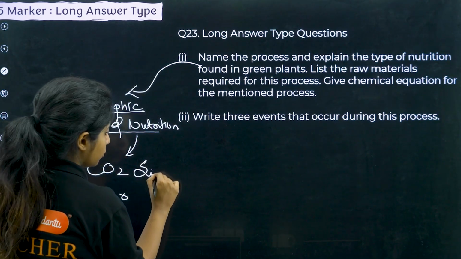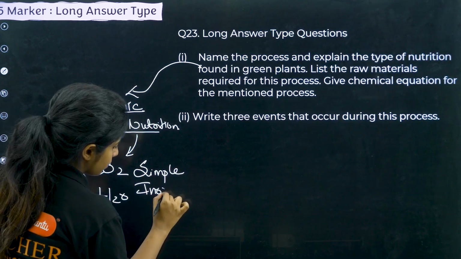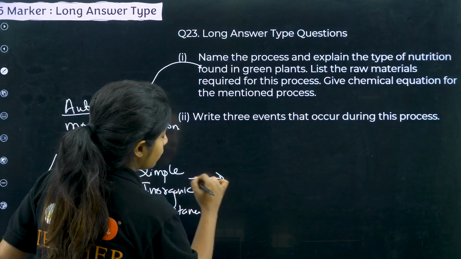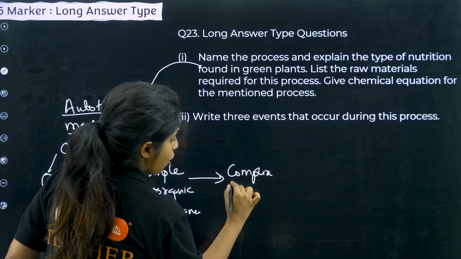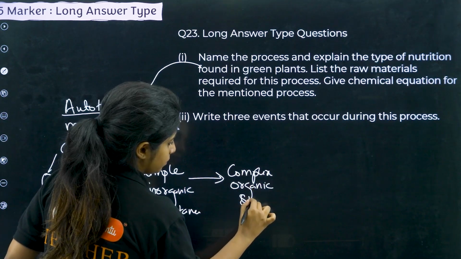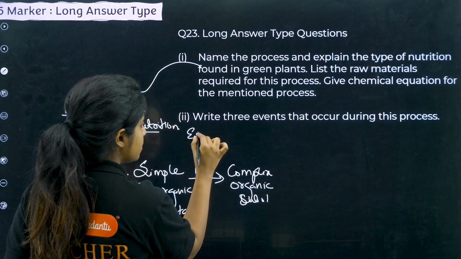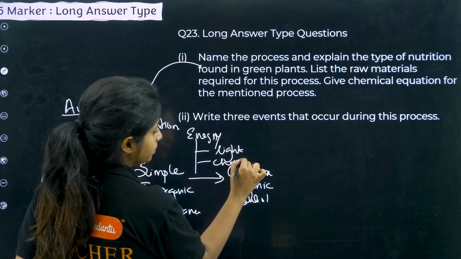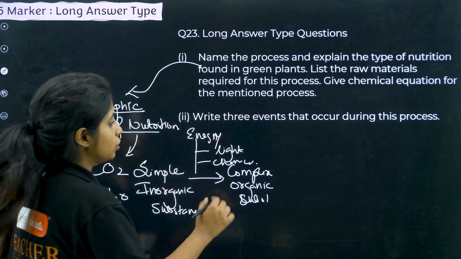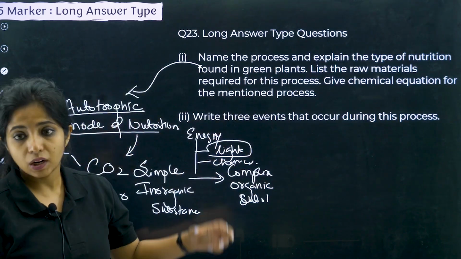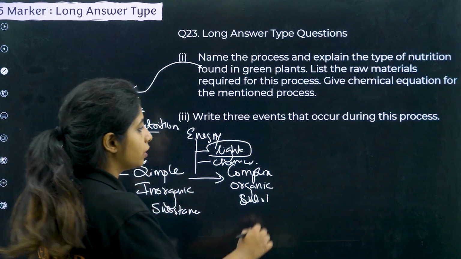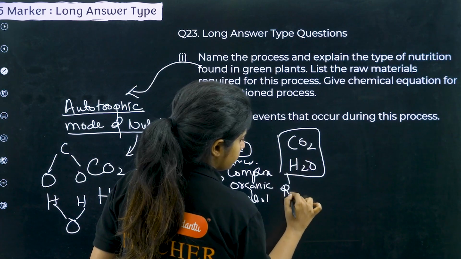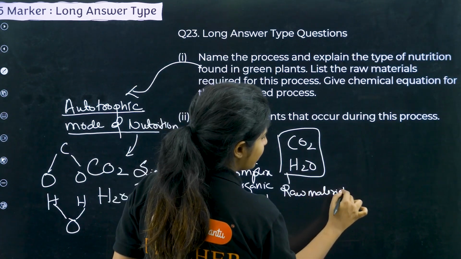So what are they going to do? They are using simple inorganic substances, and they are going to convert them into complex organic substances, and for this they need an energy which can be in the form of light or chemical. Now over here you are talking about green plants, so you will just talk about light energy. Now what are the raw materials that you require over here? You need CO2 and you need H2O. It is the raw material that you require, and also you need certain other nutrients like nitrates and nitrites.